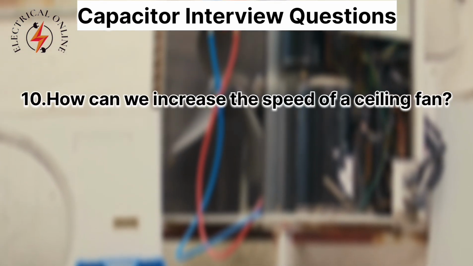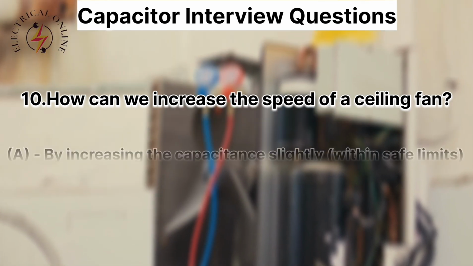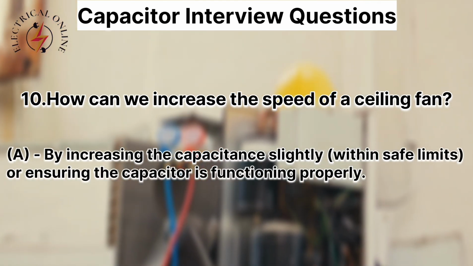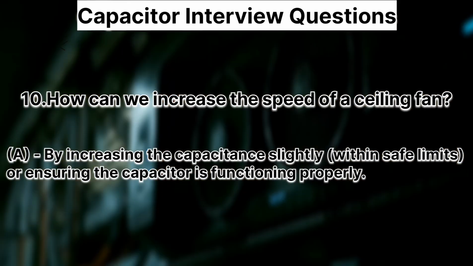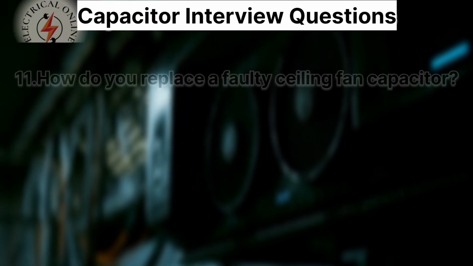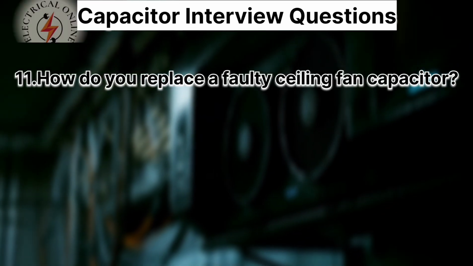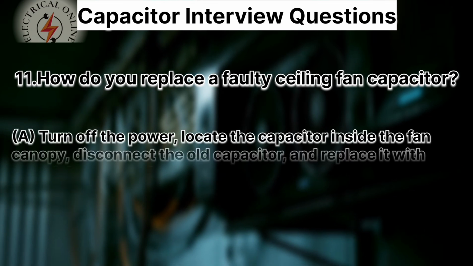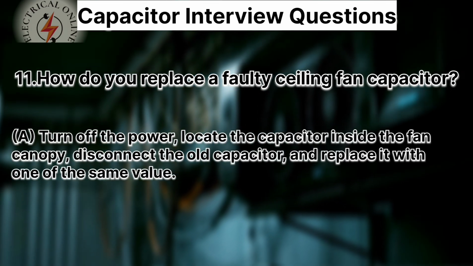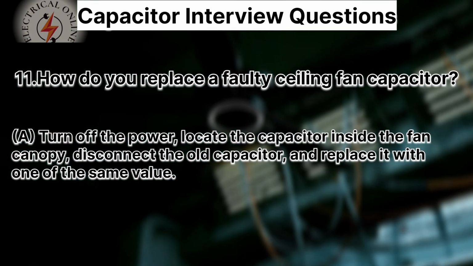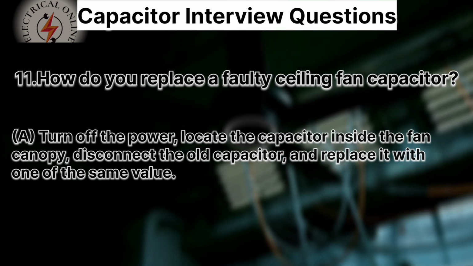10. How can we increase the speed of a ceiling fan? By increasing the capacitance slightly, within safe limits, or ensuring the capacitor is functioning properly. 11. How do you replace a faulty ceiling fan capacitor? Turn off the power, locate the capacitor inside the fan canopy, disconnect the old capacitor, and replace it with one of the same value.